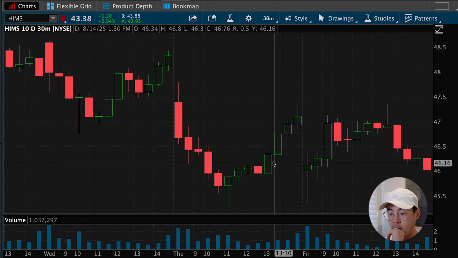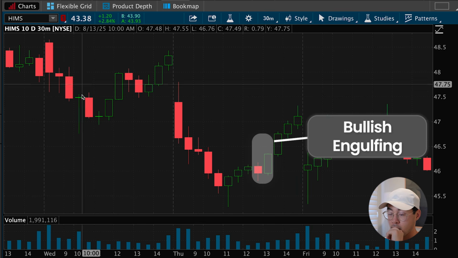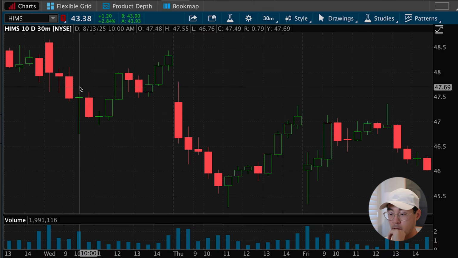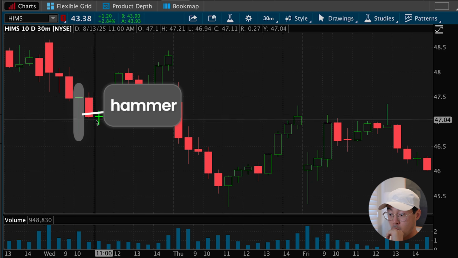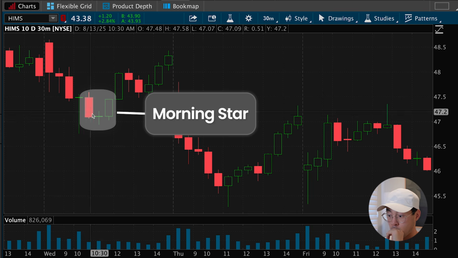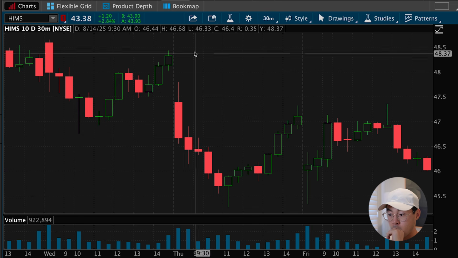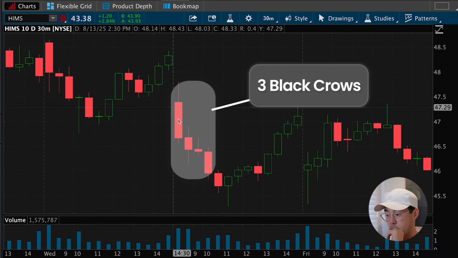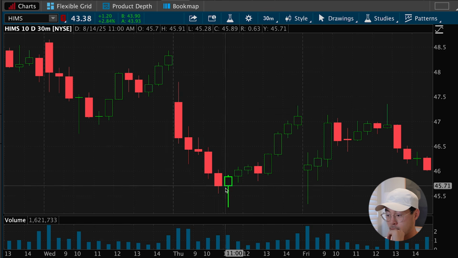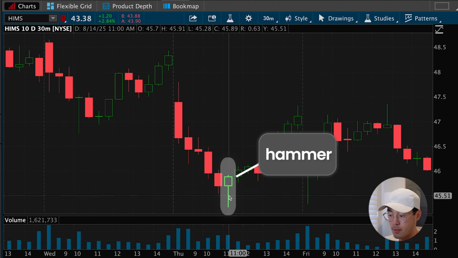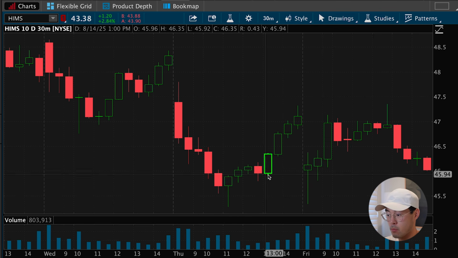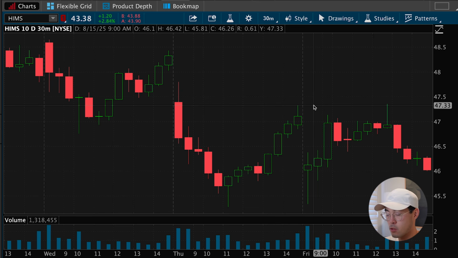Let's see. This could be a bullish engulfing candlestick. This is definitely a hammer. You can see how large the wick is. This is what we would call a morning star. Really easy to identify this one. The 3 white soldiers, three black crows. This could be considered another hammer, another bullish engulfing candlestick with 3 white soldiers.